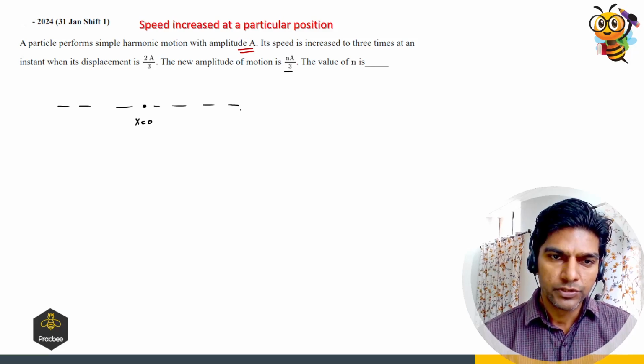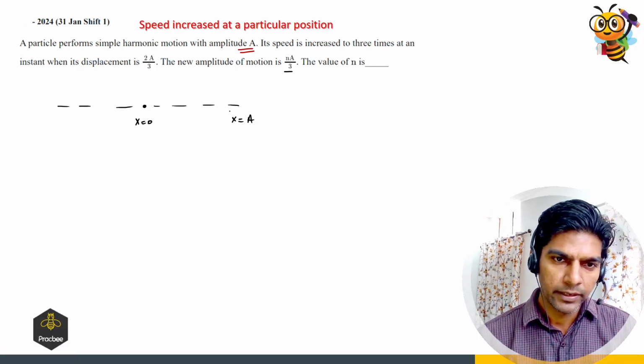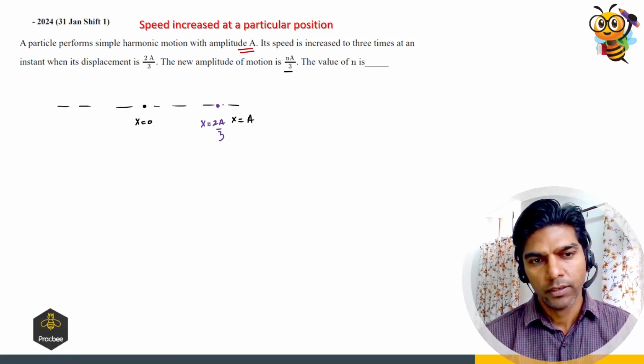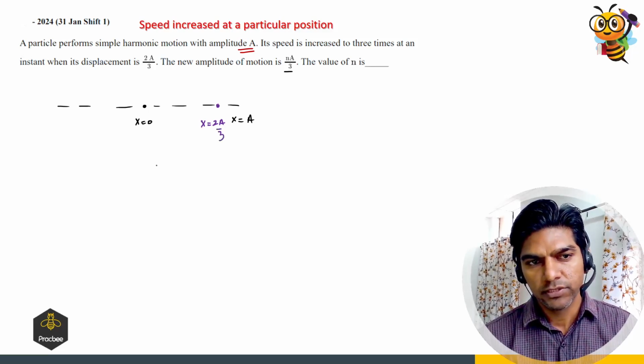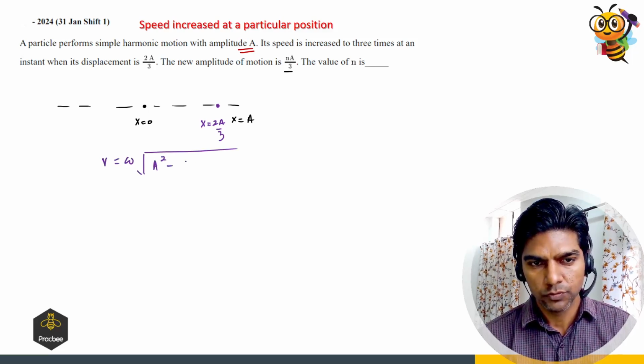This is x equals 0. This is x equals a. And when the particle was at x equals 2a by 3, at this instant, what is the velocity? So let us see, at this instant we can find the velocity, which will be omega root of a square minus x square, which is (2a by 3) square, right?